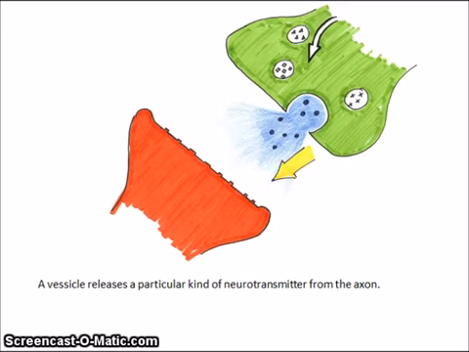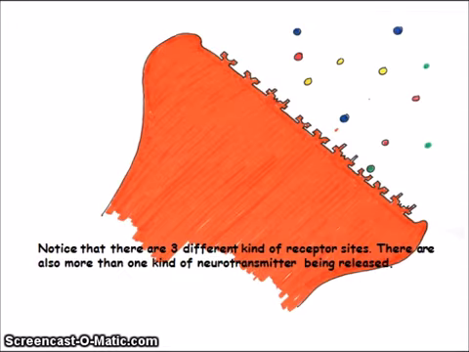What happens then when one of these neurotransmitter pieces flies towards the dendrite? And that's what you see here. Please notice that not all of the receptor sites are the same. Hence, that's what I was trying to show with the different colors, is that more than one kind of neurotransmitter is sent to the dendrite at any one time.